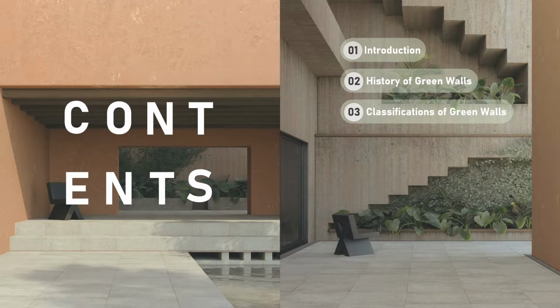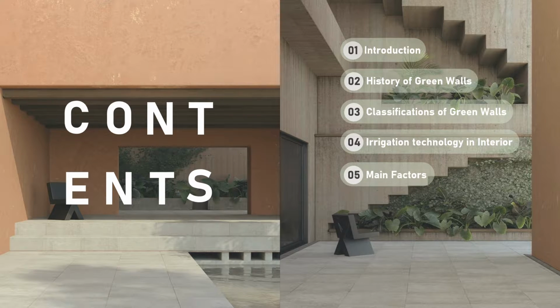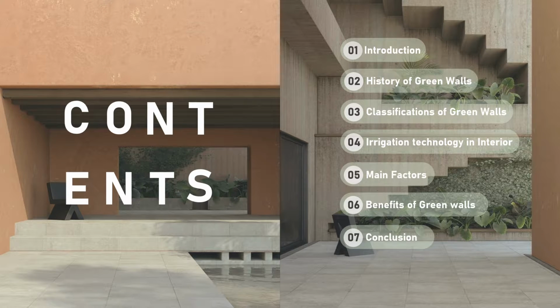Third, we have the classification of green walls, discussing the types of green walls. This topic defines different systems according to their characteristics. Fourth, we have the irrigation technology in interior living walls. Fifth, we have the main factors we have to consider in building green walls, such as its irrigation system, the cost, maintenance, and etc. Sixth, we have the benefits of green walls, of how they affect and contribute to our environment. And lastly, we have the conclusion. Now we will be heading to the first part of our discussion.